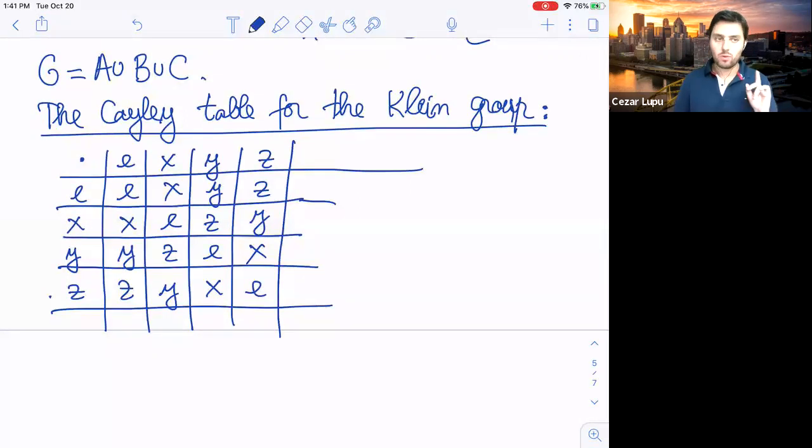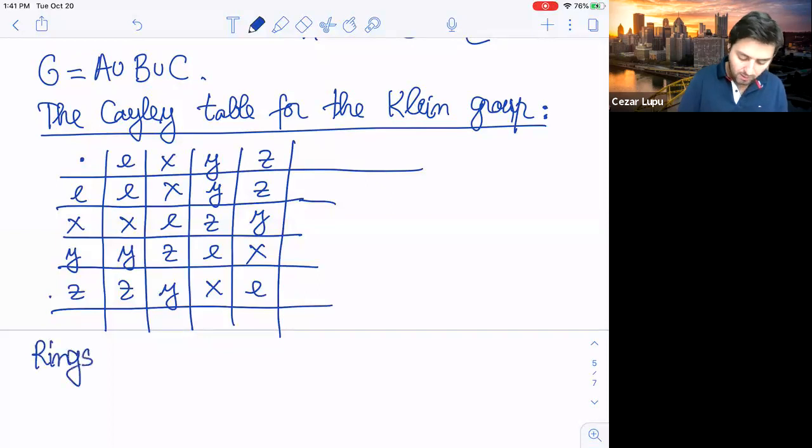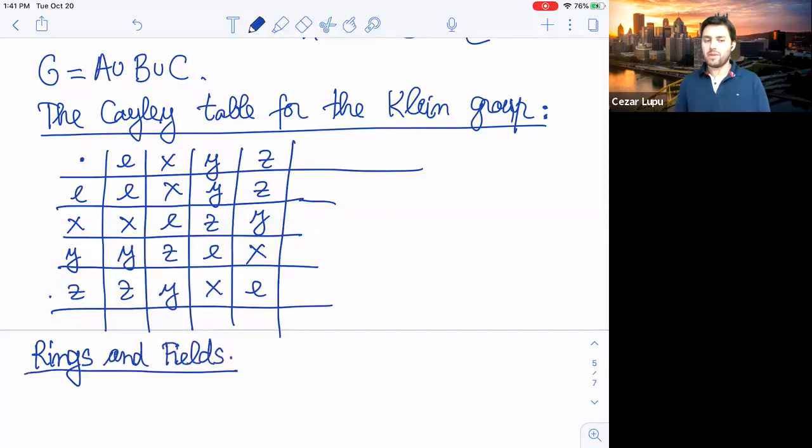I want to mention one more thing. I want to do a very beautiful problem, because, as they say, you save the best for last. That's what I'm going to do. But before that, I want to talk a bit about rings and fields. Usually, these kinds of problems don't appear too much in the Putnam. I think I've seen 2 problems in the entire competition about rings and fields, so that's why I don't want to discuss too much about them.